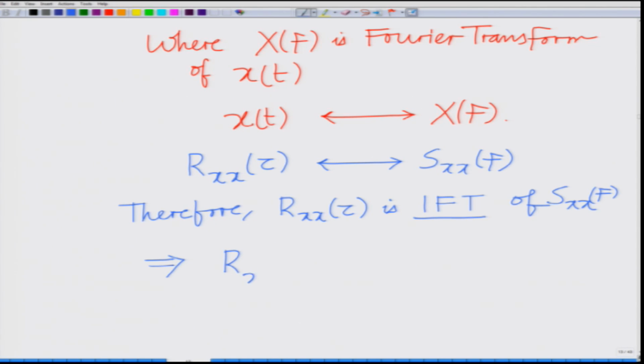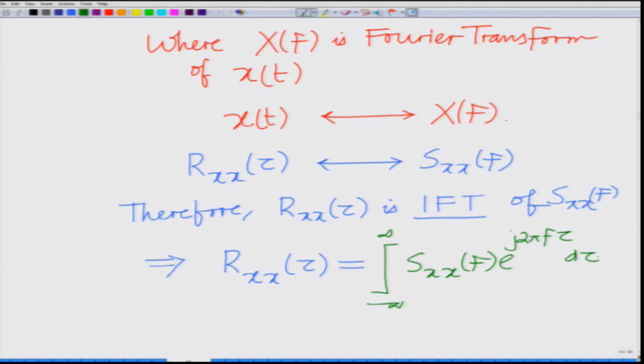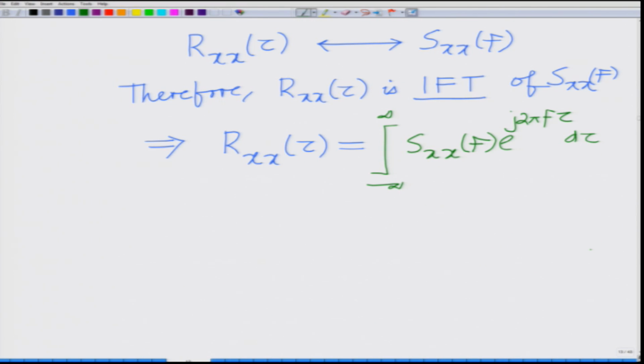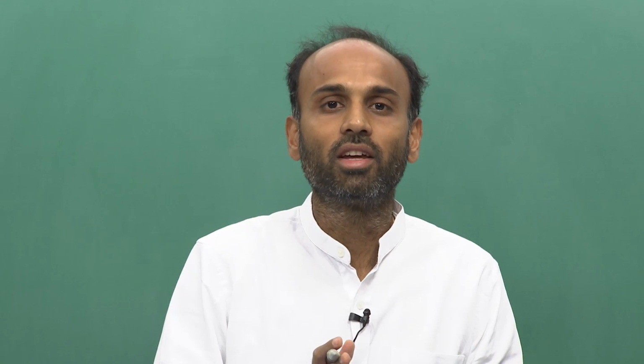This implies Rxx of tau can be expressed as the integral from minus infinity to infinity of Sxx of f e power j 2 pi f tau. So what we are saying is, since Sxx of f is the Fourier transform of Rxx of tau, Rxx of tau is the inverse Fourier transform of Sxx of f.